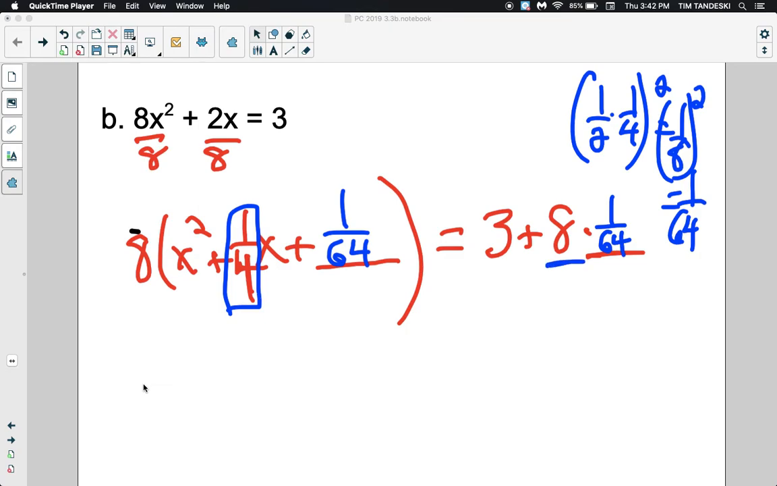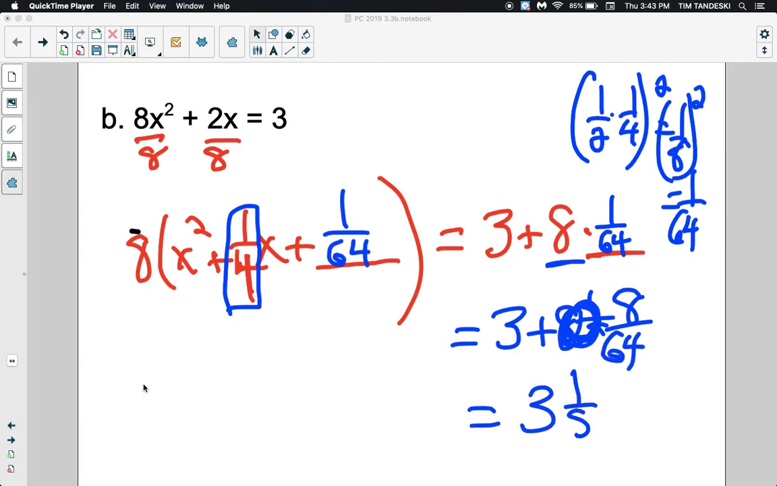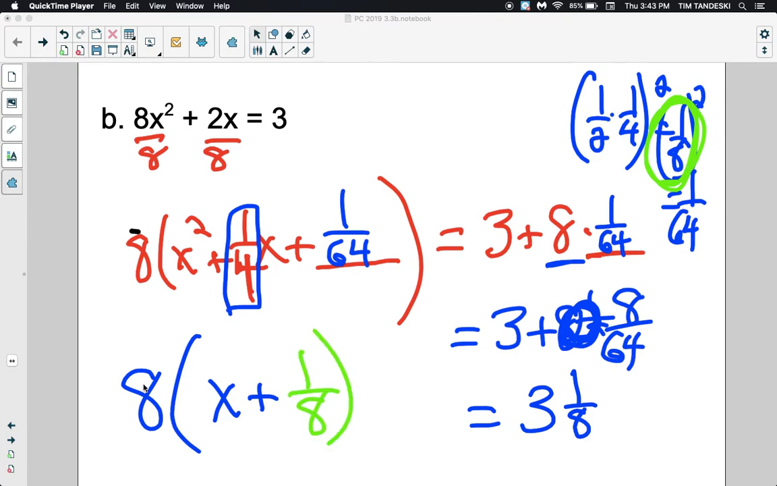So I've already taken care of my 8 here. So I'm going to get 3 plus 8 over 64. If I multiply this out, I kind of screwed that up, I get 8 over 64. So that's going to be 3 and 1/8 is what I meant to say. And then this over here will factor into x plus, remember it's always this thing that I squared to get 1 over 64, so it's going to be x plus 1/8, the quantity squared, equals 3 and 1/8.